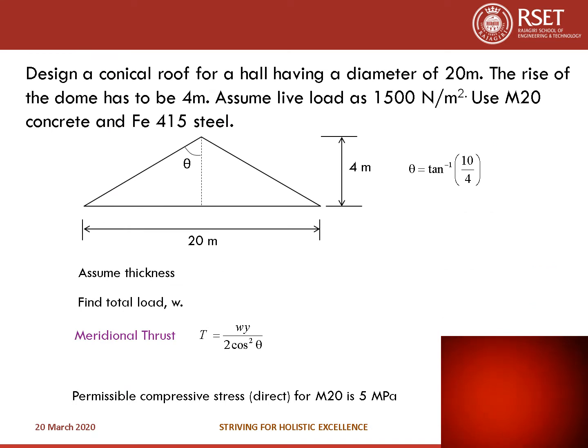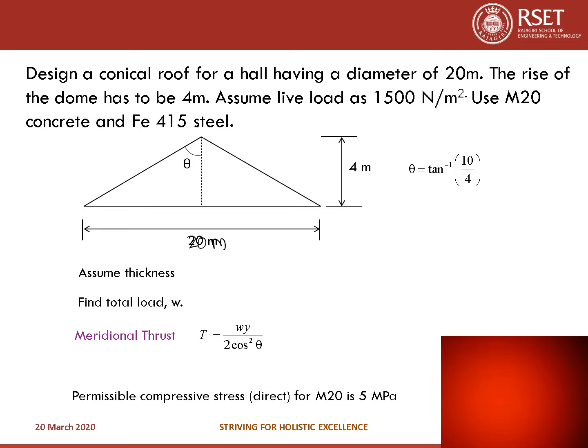Now let's do a problem. Design a conical roof for a hall having a diameter of 20 meters. The rise of the dome has to be 4 meters. Assume live load as 1500 Newton per meter square and use M20 concrete and Fe415 steel. So this is the geometry of the dome. It is given that the diameter is 20 meters, so this base width will be 20 meters, and the height has to be 4 meters.